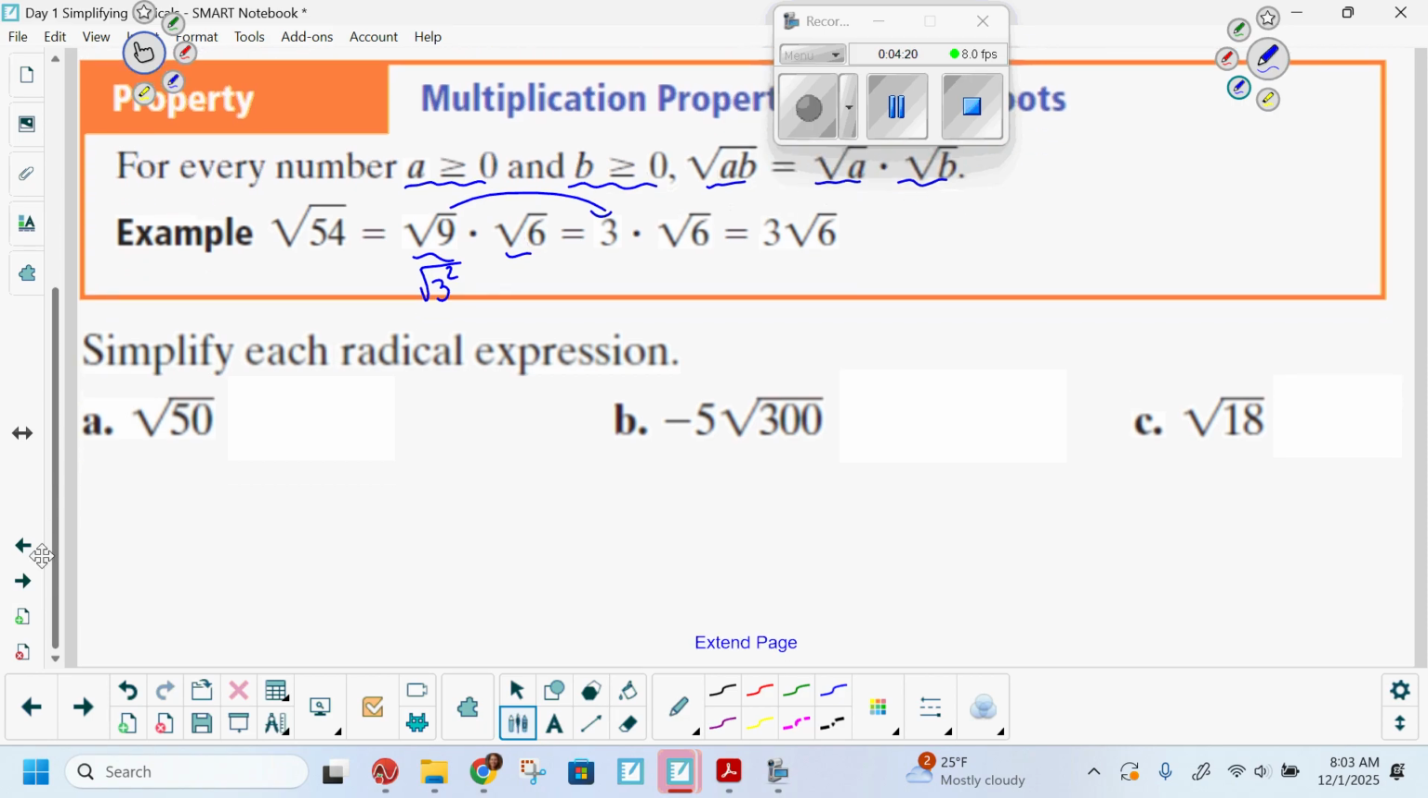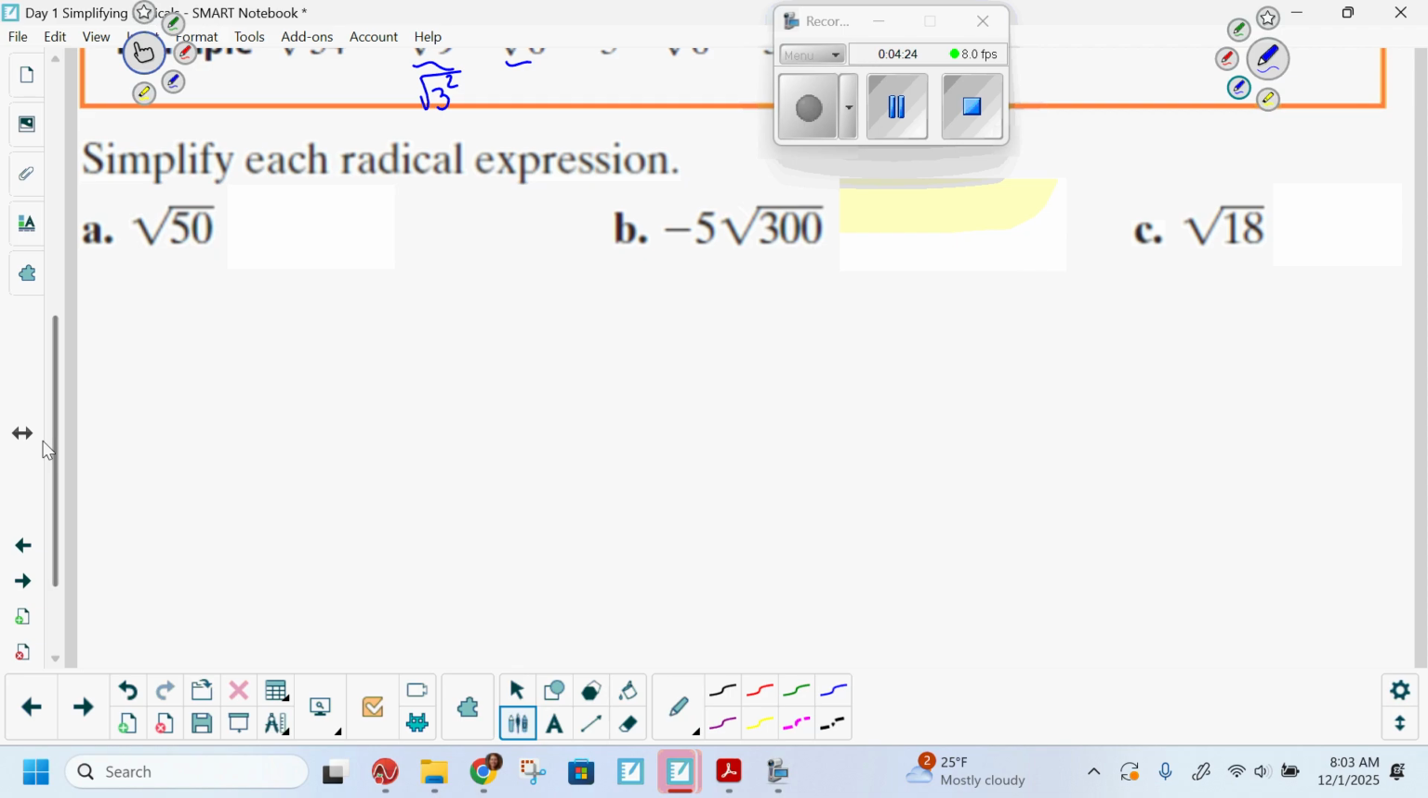All right, so let's try this. So our first example here is radical 50. We're going to take 50 and we're going to break it down into its prime factorization. So I have 50. 50 can be broken down into 25 times 2, perfect square, and then I have 5 times 5.